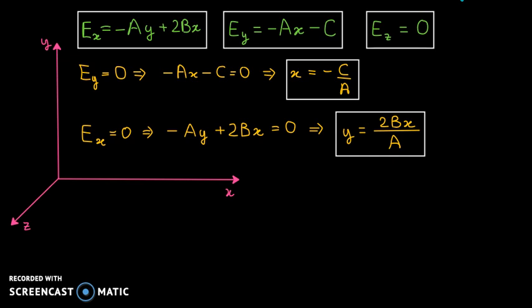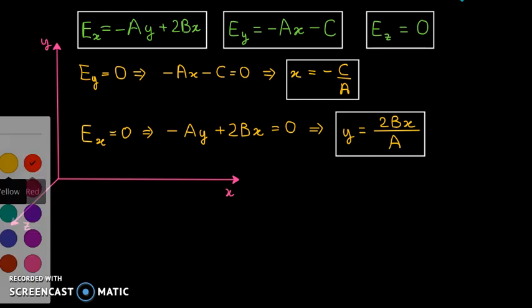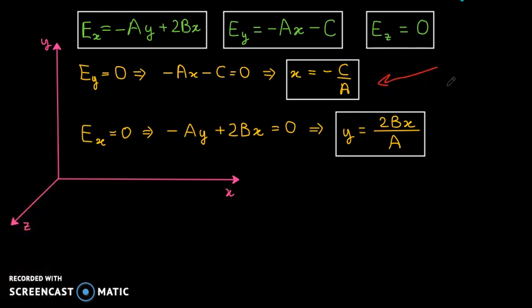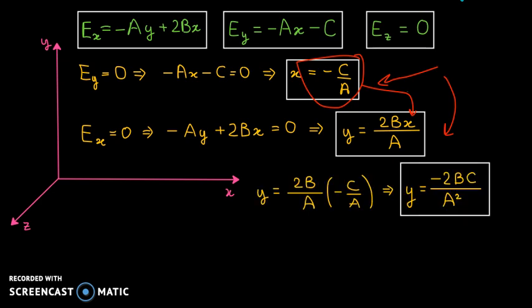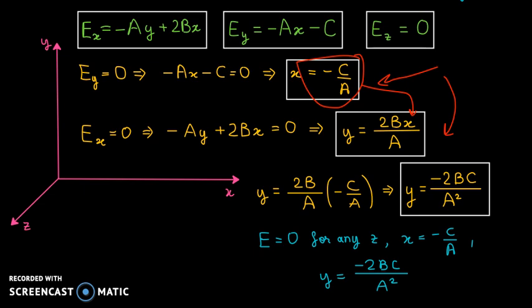Next, we're going to go ahead and combine these two. So I'm going to basically take this expression for x and substitute right here to come up with a value for y. And here's what I get when I do that. y equals negative 2bc divided by a squared. So the final answer is the electric field is equal to 0 for any value of z, and for these particular values of x and y.